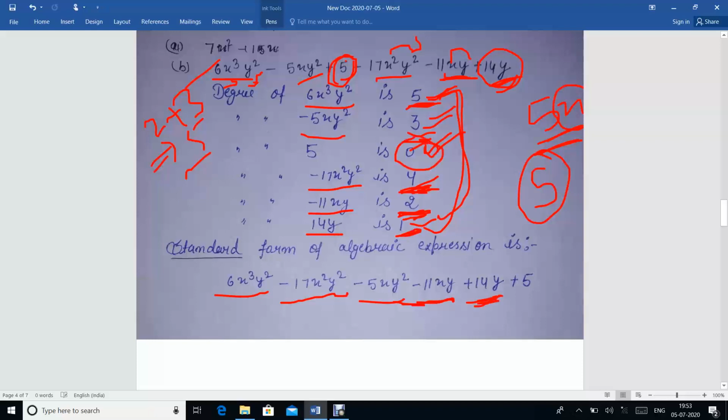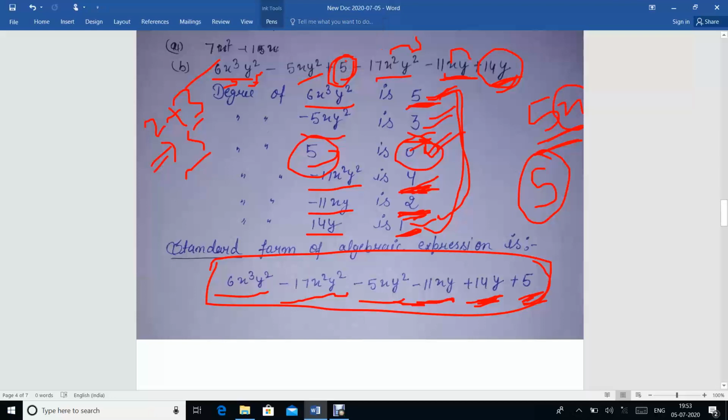The least degree is 0. So at the last position you have to write the term which contains 0 degree, that means 5. This is the standard form, meaning when we arrange the terms according to their degrees in descending order. I hope all of you understand up to here. Still, if you have any problem, then you are free to ask.